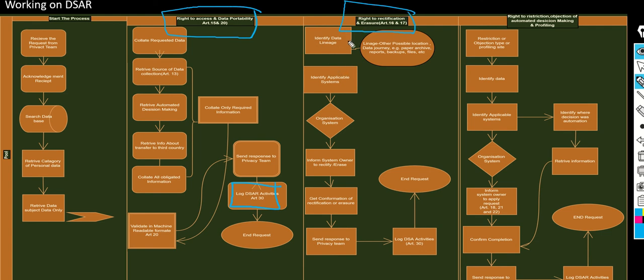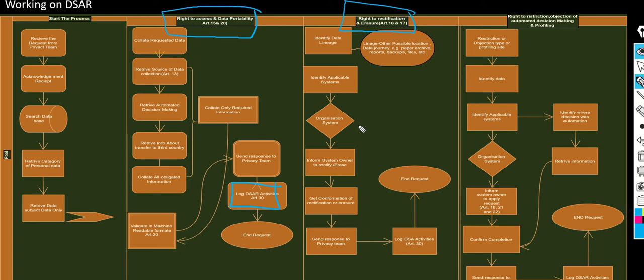First, we need to identify the data linkage. Data linkage means wherever we have kept the personal information of the user. It may be in electronic form, it may be in paper form, it may be in the backups which we have taken, or it may be in physical files that we are preparing. It may be in those physical files also. So we'll identify the systems where we have kept all the data.